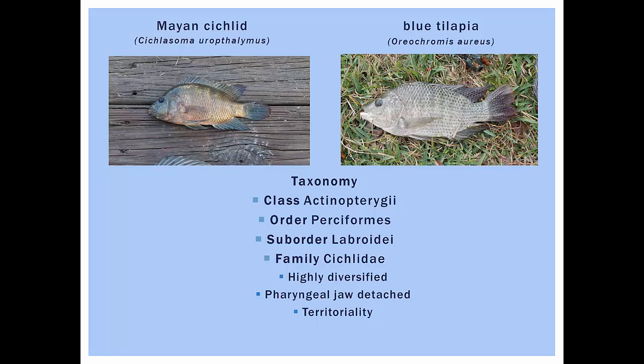The reason why they're so highly diversified is their pharyngeal jaw, which fish have actually two jaws. They have an oral jaw on the outside and a pharyngeal jaw on the inside, and usually they're fused, but in cichlids they're detached. So this allowed their oral jaw to be able to specialize on what food they want to eat. Think like Darwin and the finches, how their mouths were specialized to what they wanted to eat. And something else that characterizes that family is that they're extremely territorial.